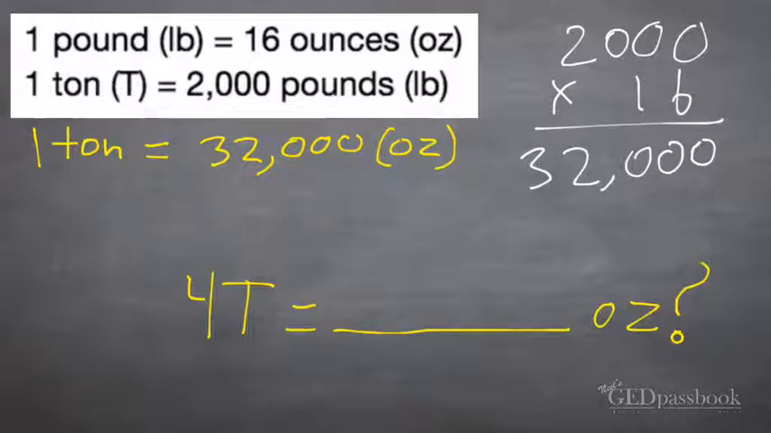What is the next step? If we already have this that we just figured out, how could this help us in solving this problem right here? How many ounces are there in 4 tons?